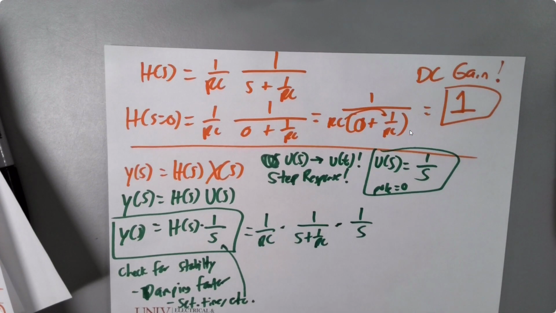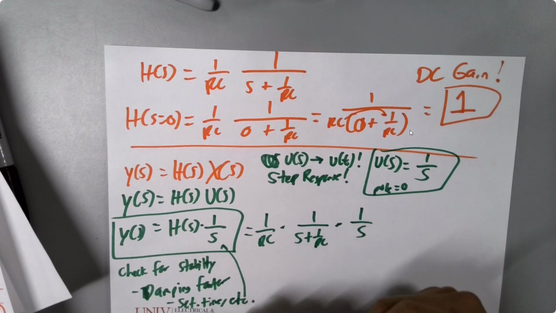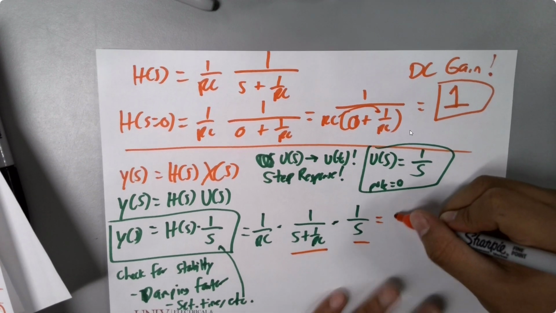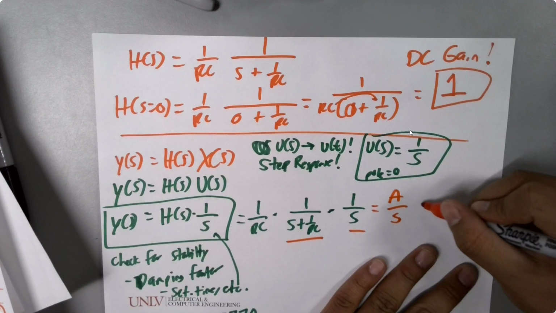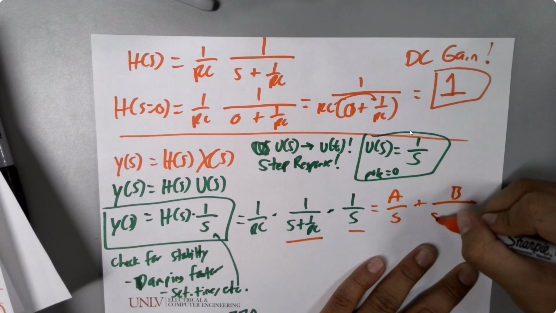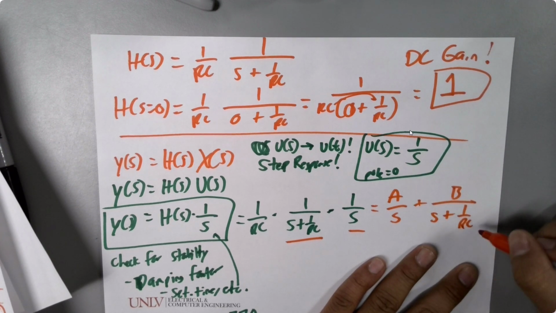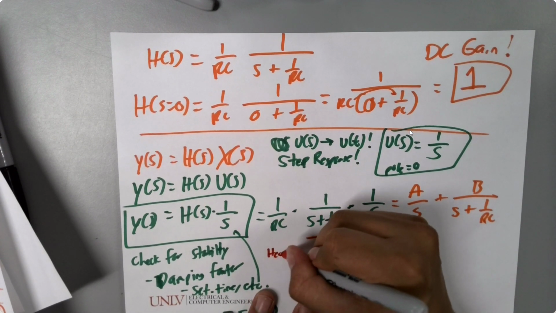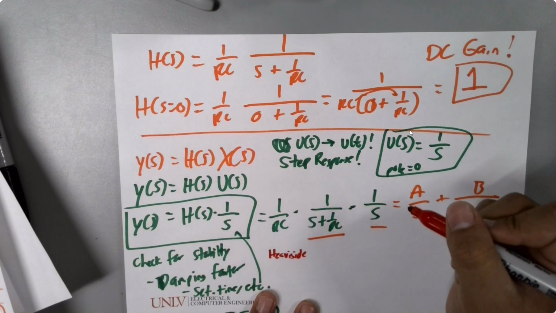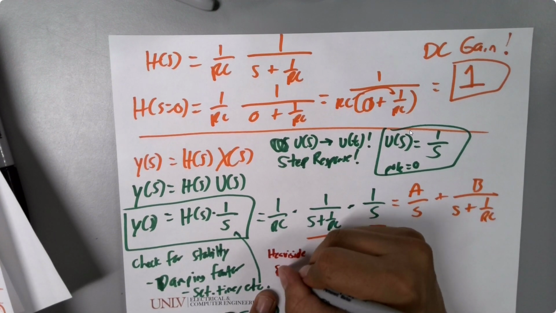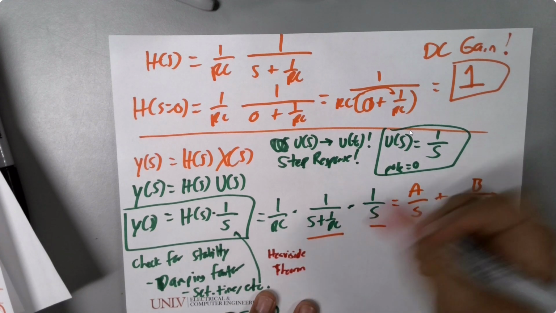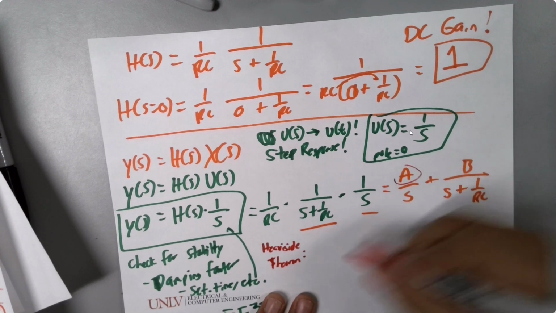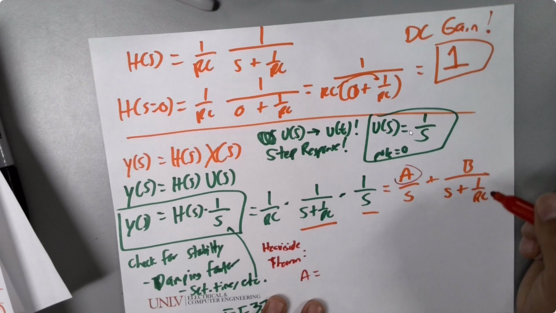Now we have to do that partial, what do you call it? Partial fraction expansion. What's this equal to? We have a pole here, and we have a pole here, so let's just do this. I'm going to call it A over s plus B over s plus 1 over RC, right? So there's a theorem called the Heaviside theorem. I think it's called Heaviside theorem. I think so. We'll figure it out. Where you can solve for this just by doing the following.